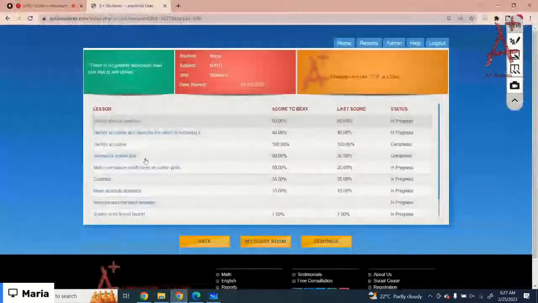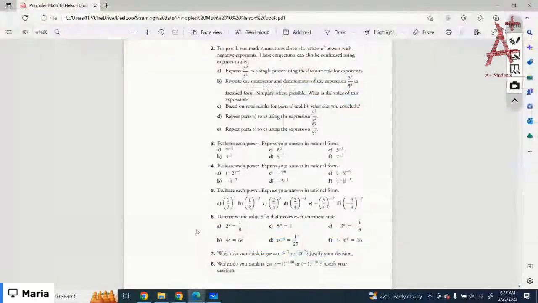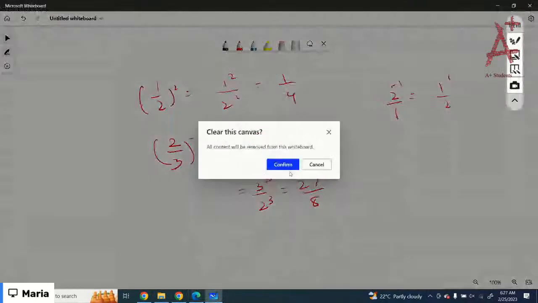Okay, the next one is, let's just start with question number 6. Determine the value of n that makes each statement true. 2 exponent n equals 1 over 8. You have to calculate the different values of n. Got it?